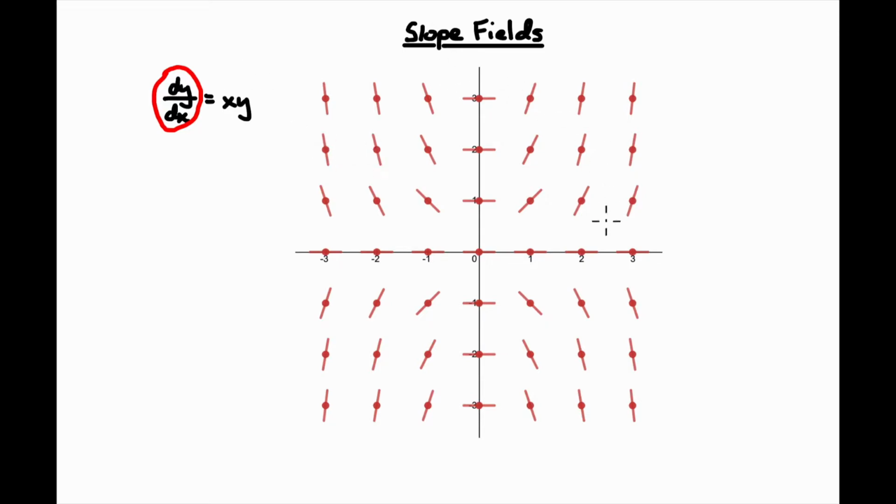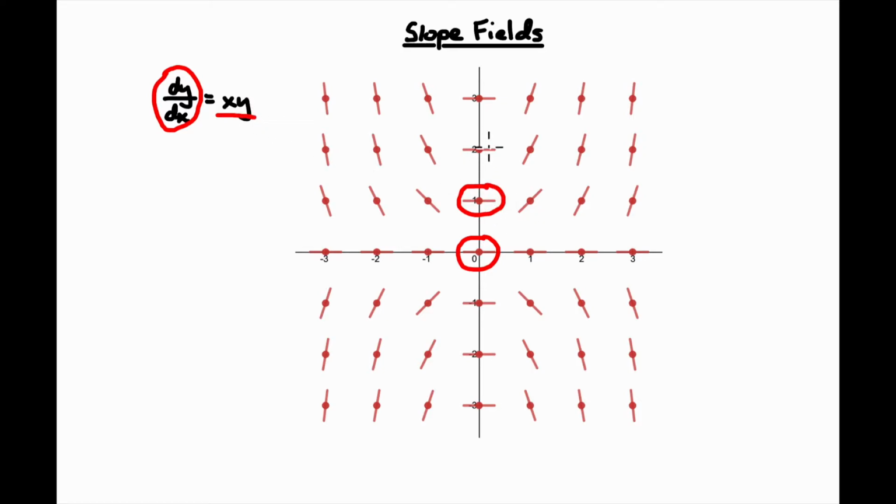Let's start at the origin, because that's probably the easiest one to look at first. The xy coordinate for this is 0, 0. If you put 0 for x and 0 for y into this equation, you get 0. The slope of this local linearization, this little line right here, is 0. You can do the same thing right here. The x is 0 here, and the y is 1, so if you put 0 in for x and 1 in for y, well, 0 times 1 is 0.